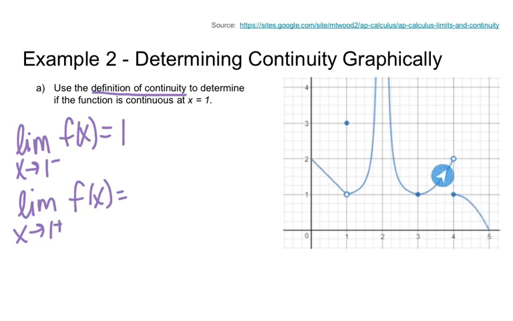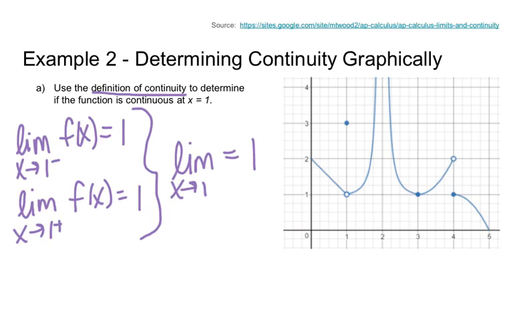And as we're approaching from the right, we're also getting a 1. So far, it looks like it could be continuous, although our eyes tell us we already know it's not going to be. So this tells us that the overall limit as x approaches 1 exists, and that it's equal to 1. So then the last part of our checklist is to see what is the actual value f of 1. Okay? And the actual value for f of 1 is up here, and it's at 3.